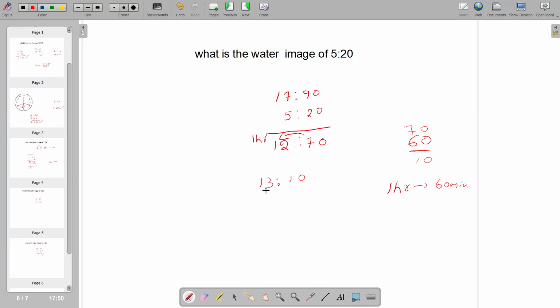Again, this value is more than 12, so subtract it from 12. 13 minus 12, 1. So what is the time? 1 hour 10 minutes, 1:10. This is the time. We will take the next page.